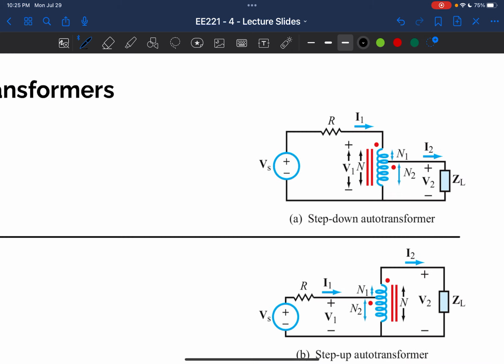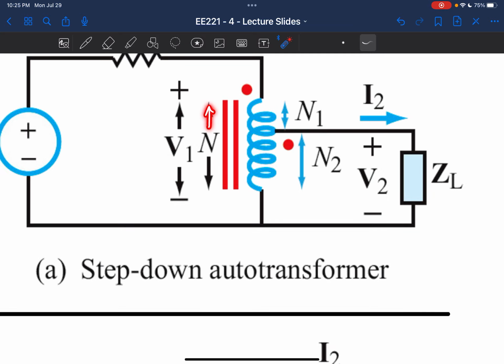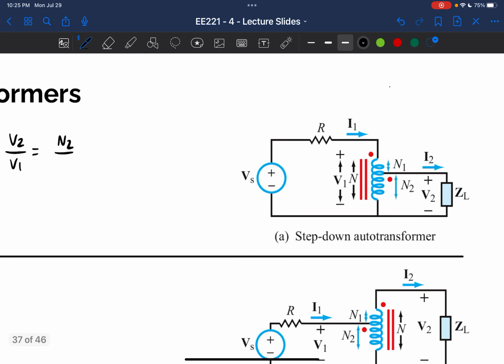We know V2 over V1 is going to be equal to N2 over N1. But in this case, N1 is the number of turns total, right? So they're showing you that N is basically the total number of turns, and then this top segment has N1 turns, and this bottom segment has N2 turns. So we can write here that N, the total number of turns, is basically the sum of the turns above the tap and the number of turns below the tap, okay?